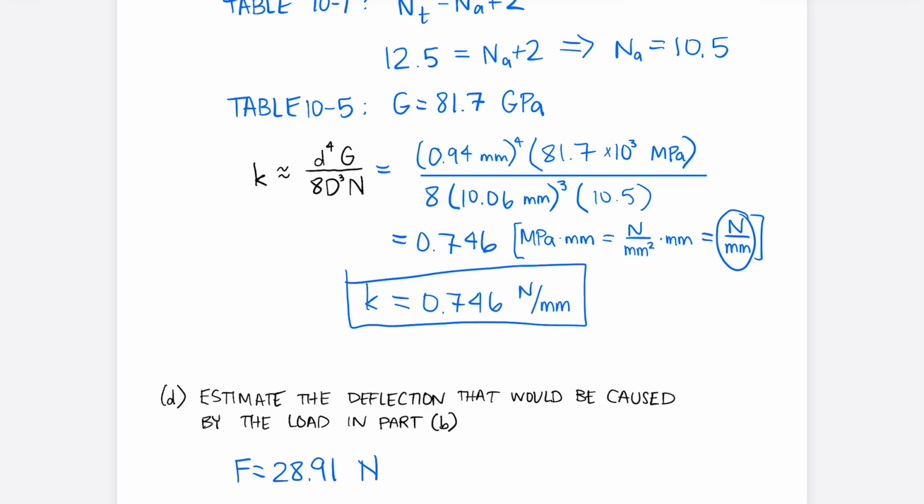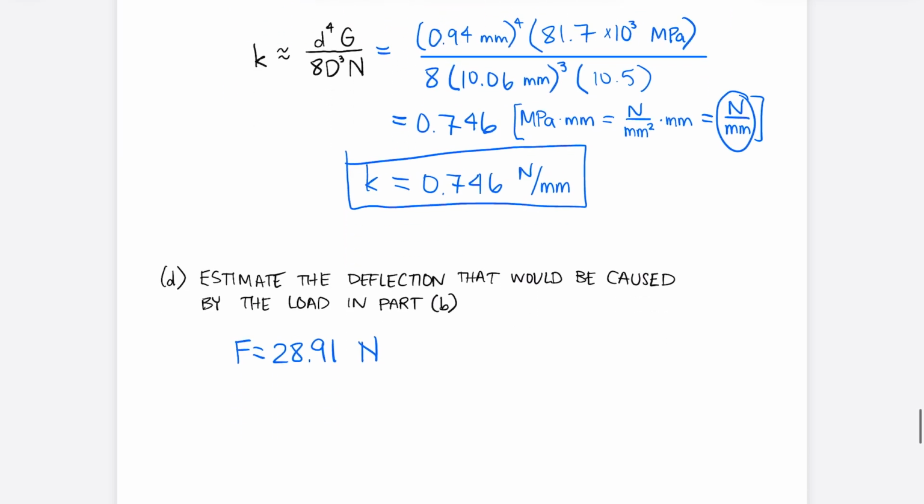Okay, and we were just talking about Hooke's law, so let's use it. Hooke's law, remember, is F equals K Y. So our spring constant times our deflection. We have a force, we have a spring constant. We can solve this for the deflection. So Y is equal to 28.91 newtons divided by 0.746 newtons per millimeter.